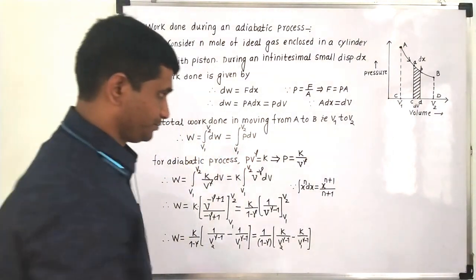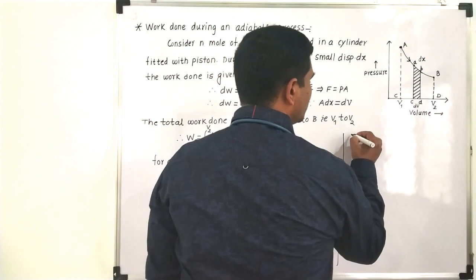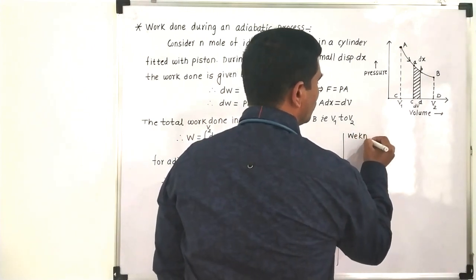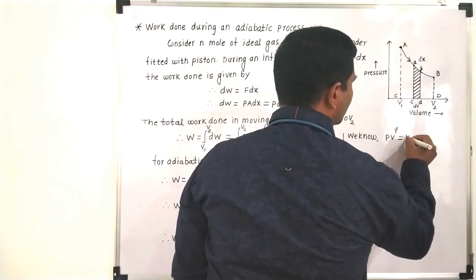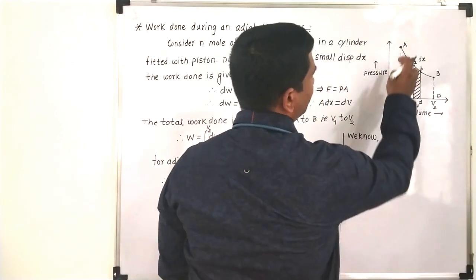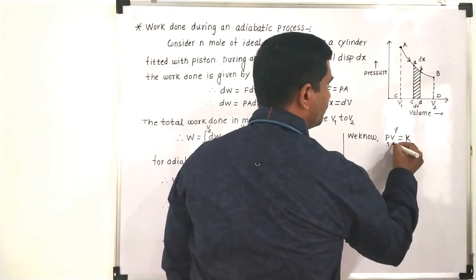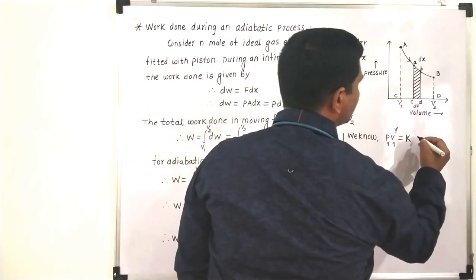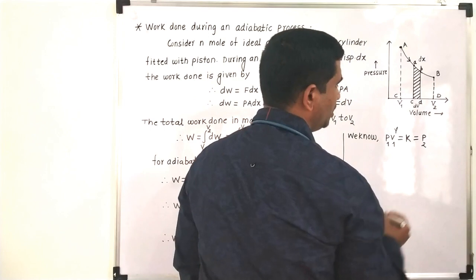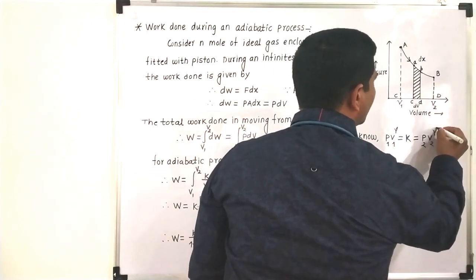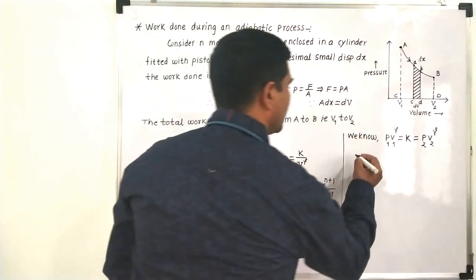Now, as we know, for an adiabatic process, the relation is PV raised to gamma is equal to constant. If I apply this equation for the first state, the pressure is P1 and the volume is V1, so it is P1 V1 raised to gamma. If I apply the same equation for state 2, the pressure at that point is P2 and the volume is V2, so it is P2 V2 raised to gamma.